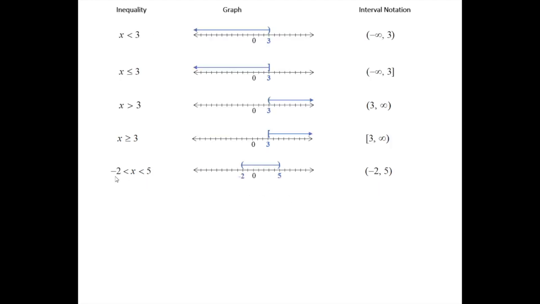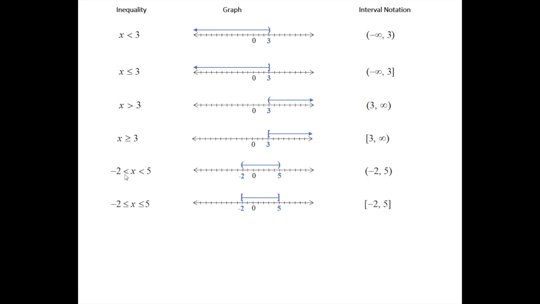Here we have -2 is less than x, and x is less than 5. That means that x is both greater than -2 and less than 5. So this will be all the numbers between -2 and +5 on the number line. Here we've highlighted that interval from -2 to 5, and we're using open brackets on both endpoints because neither of them are included. These are strict inequalities. And the interval notation has the lower bound of -2, the upper bound of +5 with the open brackets.